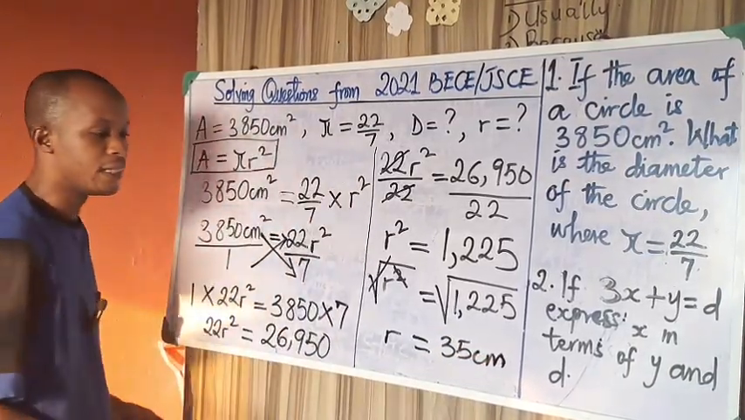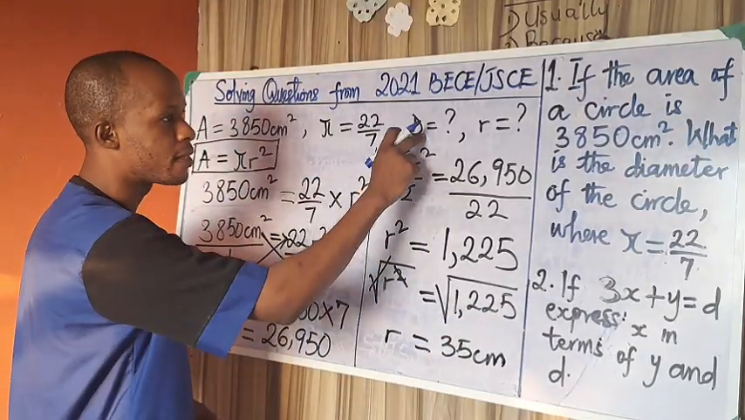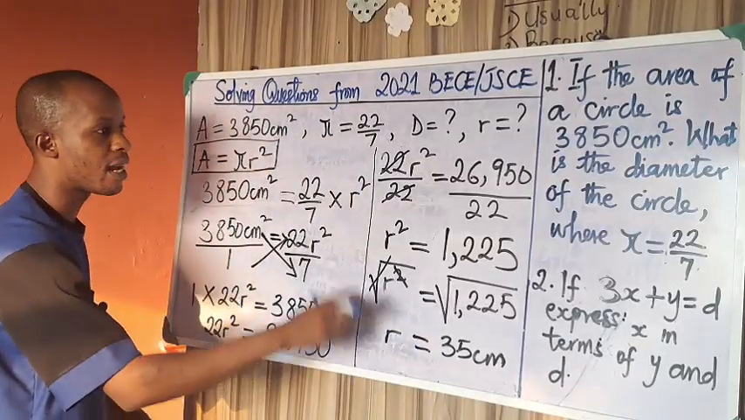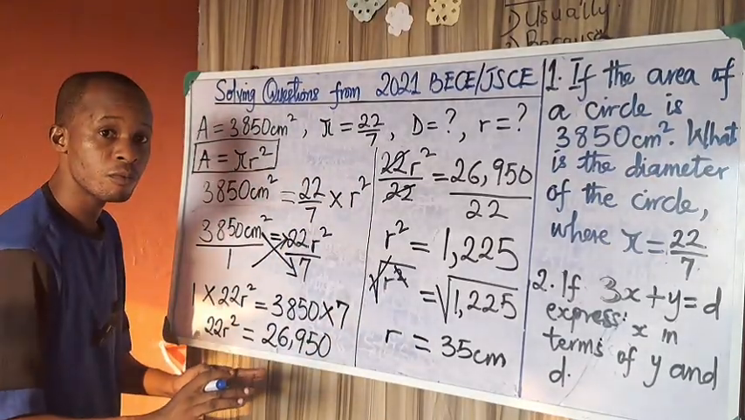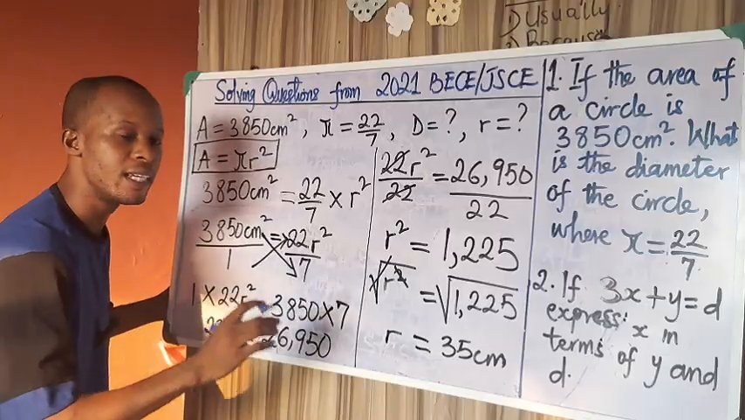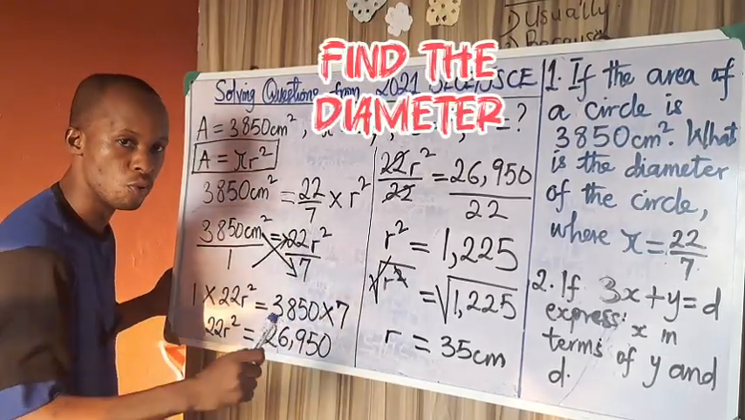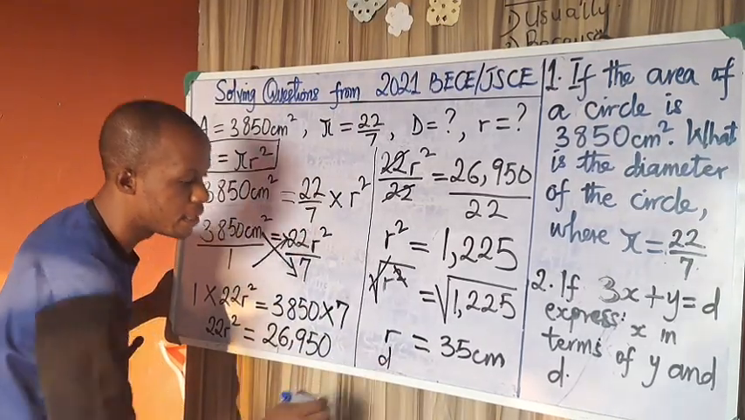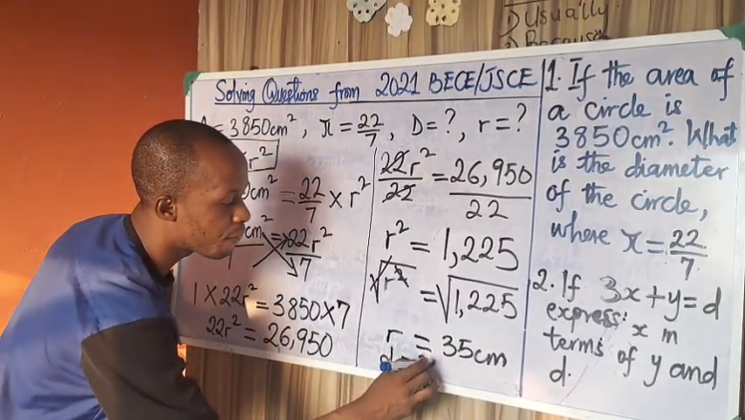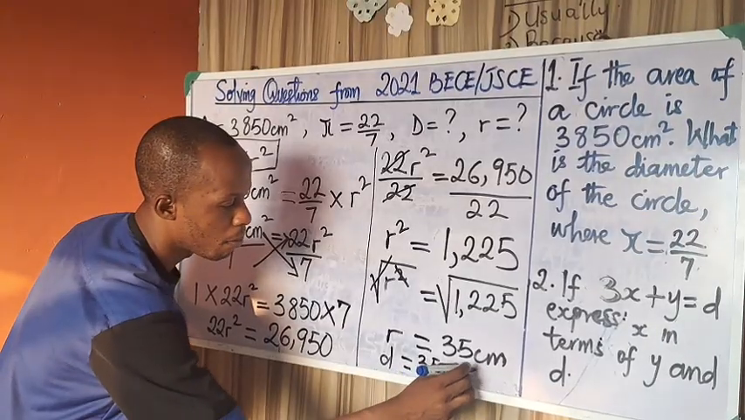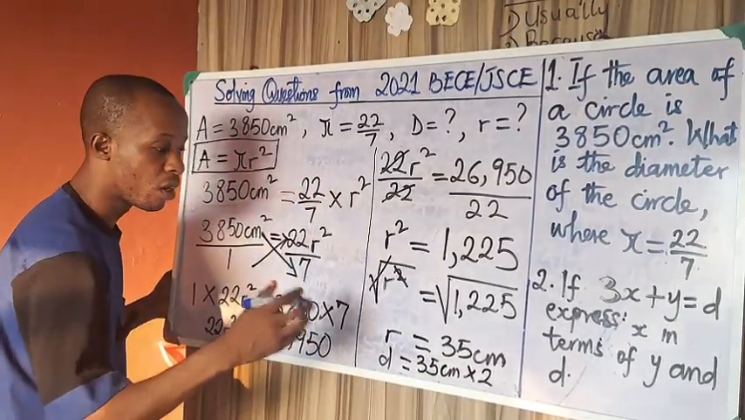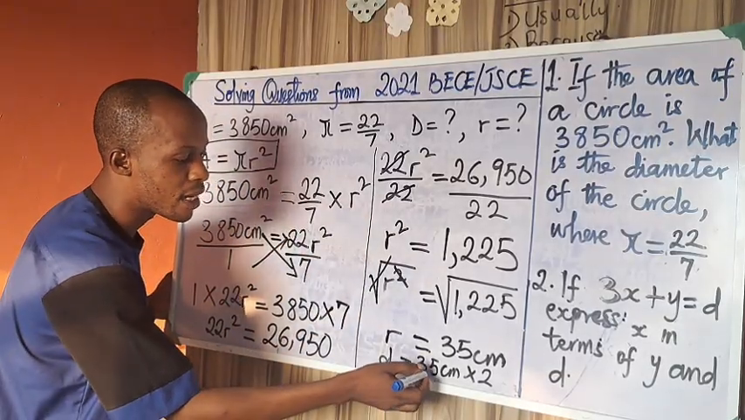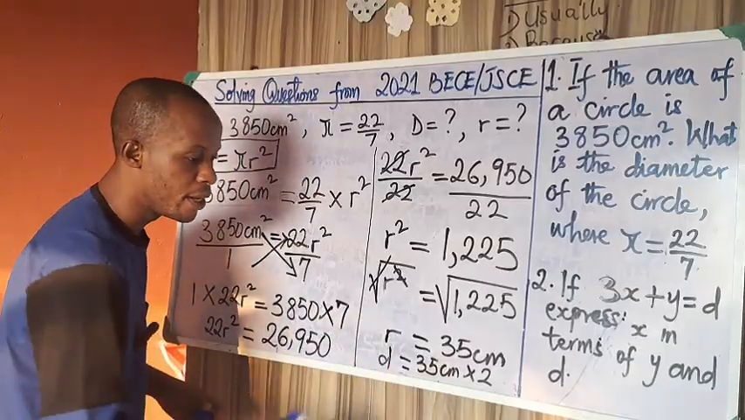Then, how do we find the diameter? Don't forget, what we are looking for is the diameter. How do we find the diameter of the circle? It's simple. Diameter is simply radius multiplied by 2. You simply say diameter, being d, equals 35 centimeters multiplied by 2, because 2 radii give us the diameter.